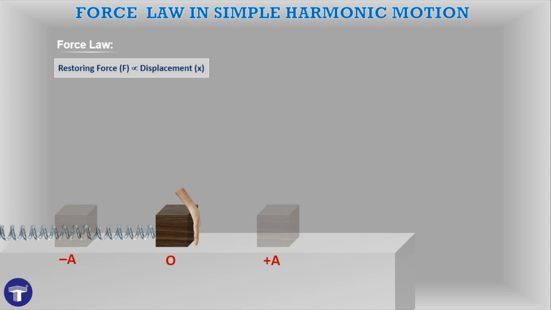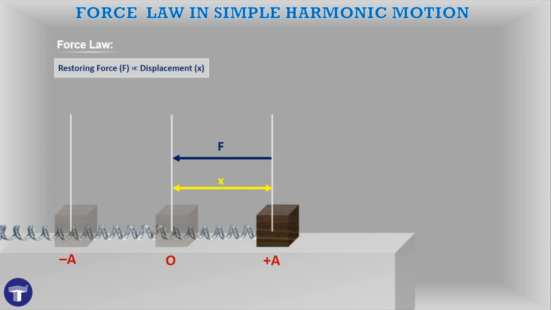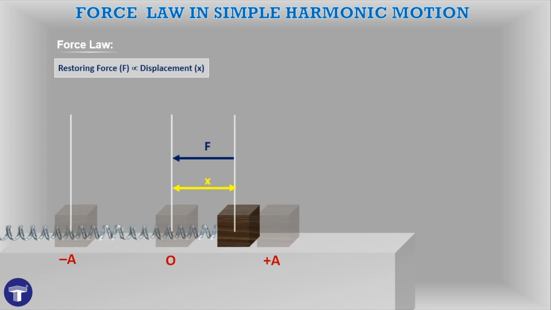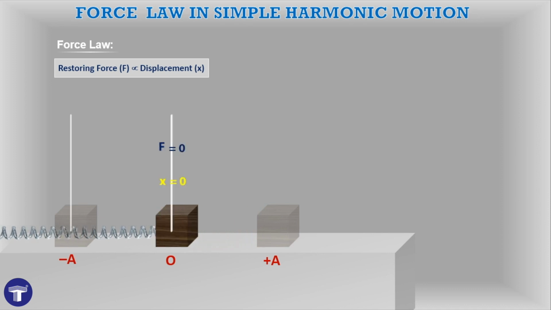the mean position. If we try to understand this with the help of the block and the spring, then we'll see that when the block begins to perform simple harmonic motion, then at the extreme position where the displacement is maximum, the force pulling the block back to the mean position is also maximum. Similarly then, when the block begins to move towards the mean position, because its displacement is decreasing, the force acting on the block is also decreasing in magnitude. And finally, at the mean position, this force will go to 0 because the displacement has gone to 0.